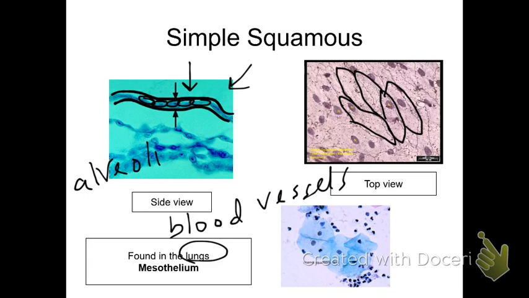Alveoli, or each alveolus, those are the little air sacs in your lung. They too are surrounded by simple squamous epithelium.